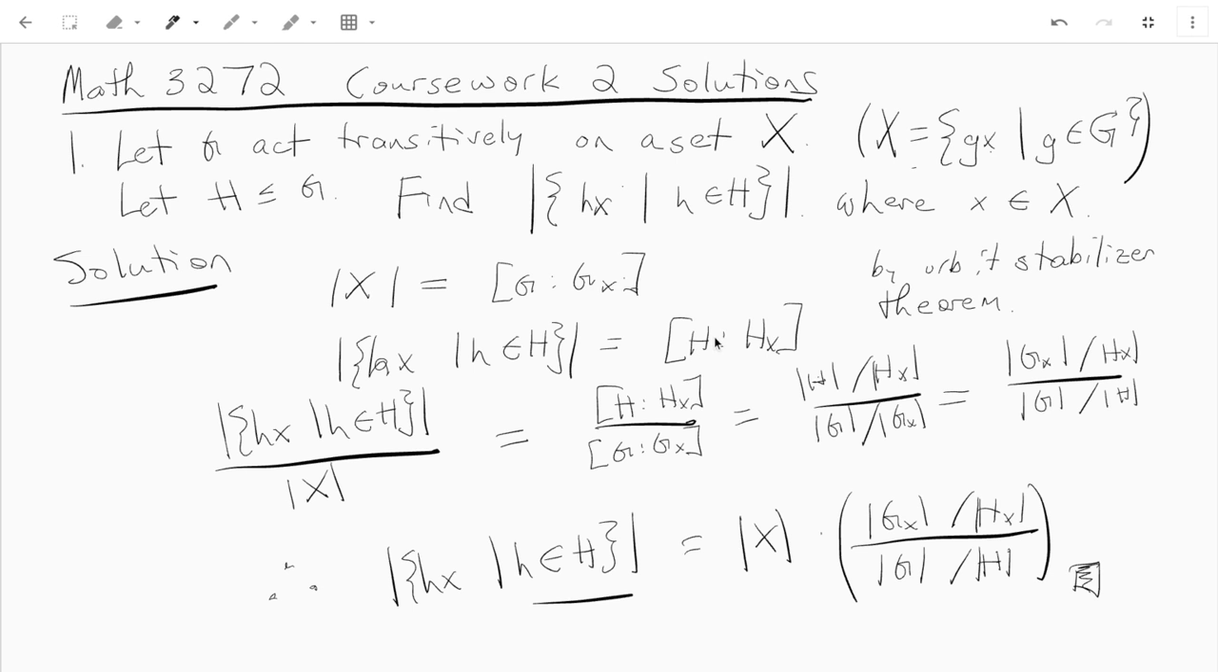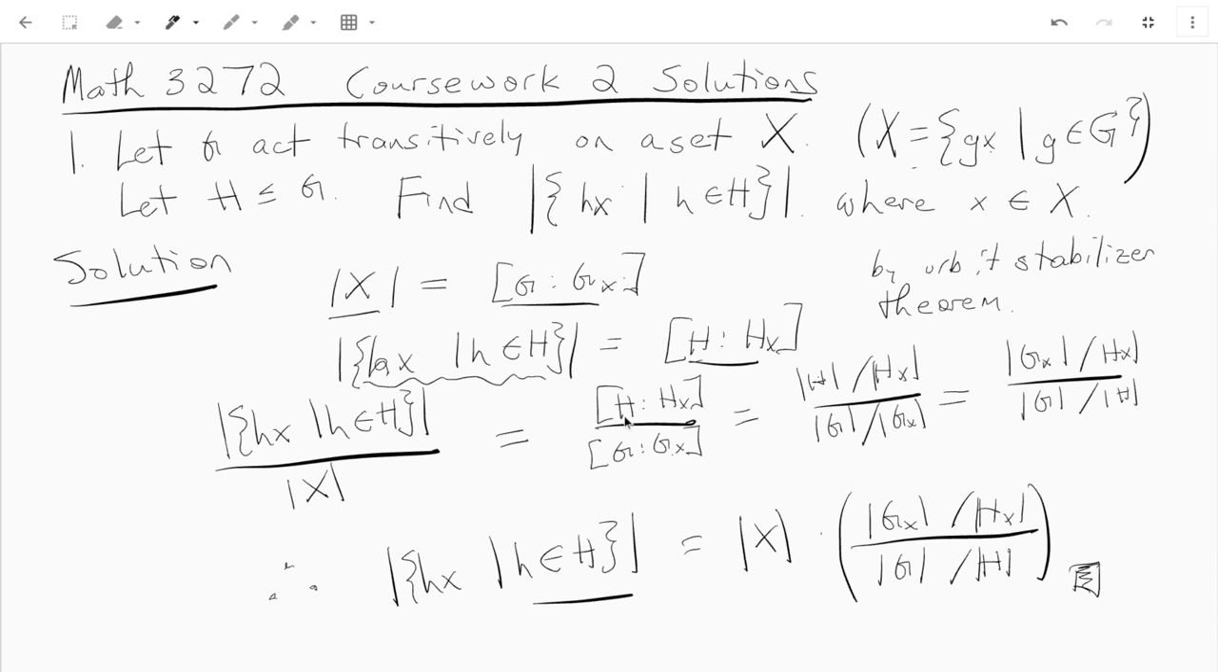And kind of our thinking is that three of these are known quantities. This one and this one are known. And this is the one that we want to solve for. So let's try to divide this by this and see what happens. We get the size of the H orbit divided by the size of the G orbit equals the index of Hx in H divided by the index of Gx in G.